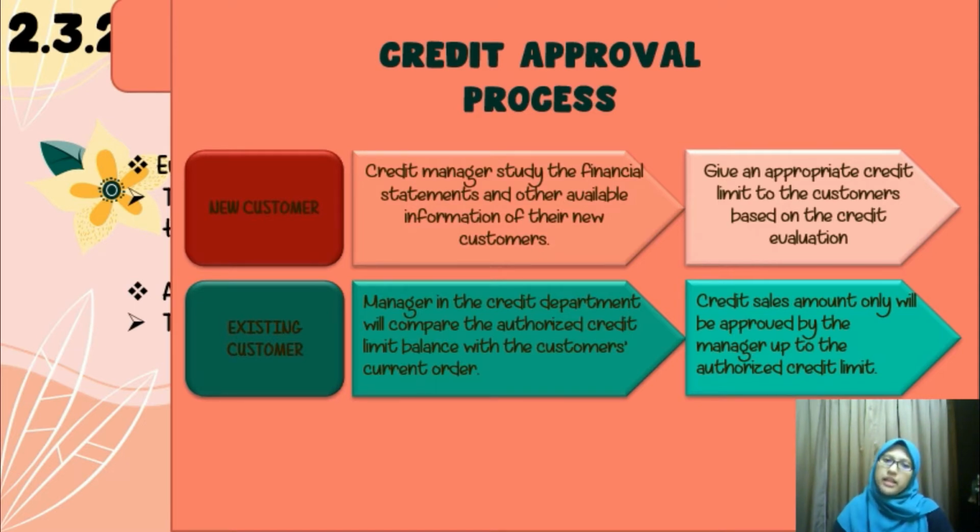And next one, the existing customer. For an existing customer, the manager in the credit department will compare the authorized credit limit balance with the customer's current order. So the credit sales amount will only be approved by the manager up to the authorized credit limit. It means that if the credit sales amount is higher than the authorized credit limit for that customer, the manager will only approve up to the authorized credit limit.